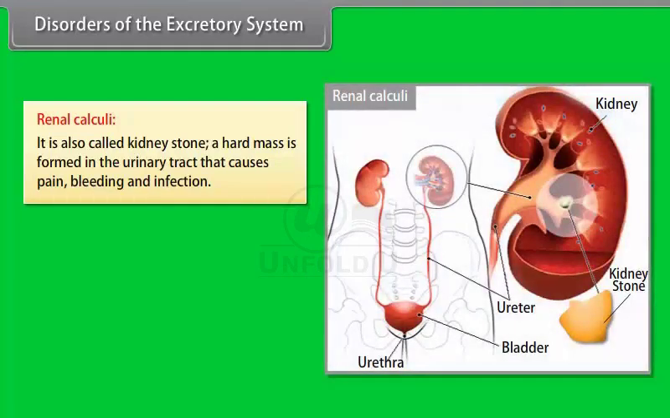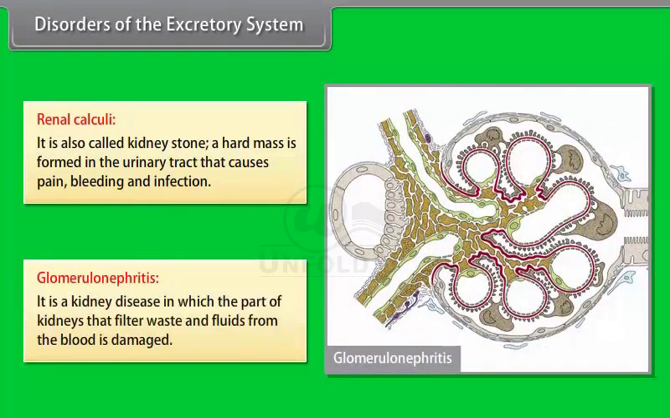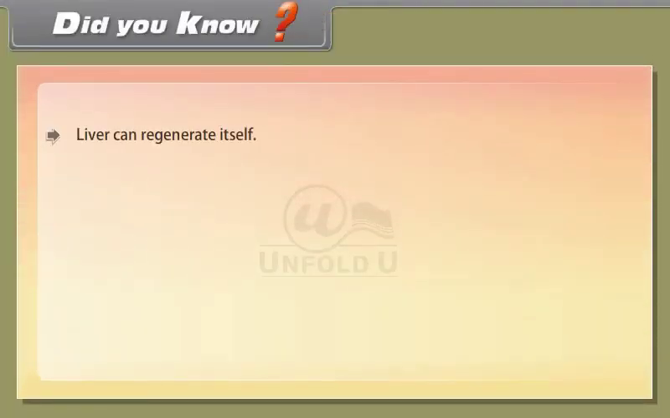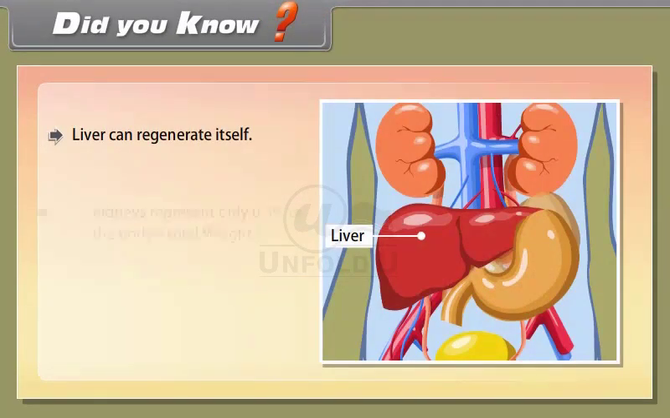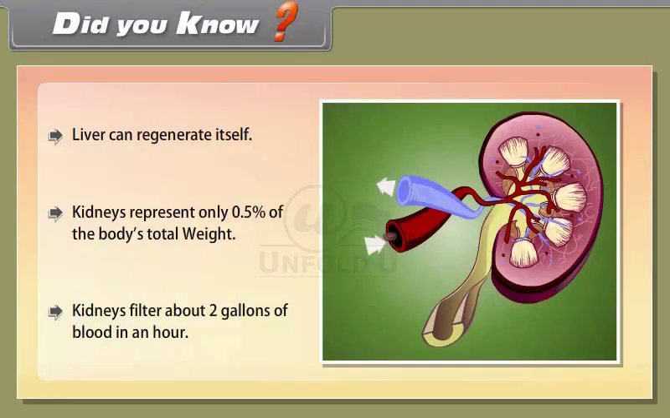Renal calculi. It is also called kidney stone. A hard mass is formed in the urinary tract that causes pain, bleeding and infection. Glomerulonephritis. It is a kidney disease in which the part of the kidneys that filters waste and fluids from the blood is damaged. Did you know? The liver can regenerate itself. Kidneys represent only 0.5% of the body's total weight. Kidneys filter about 2 gallons of blood in an hour.